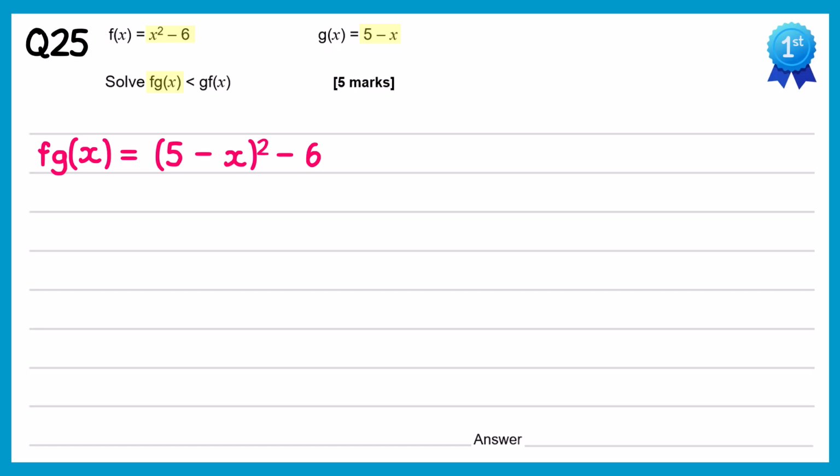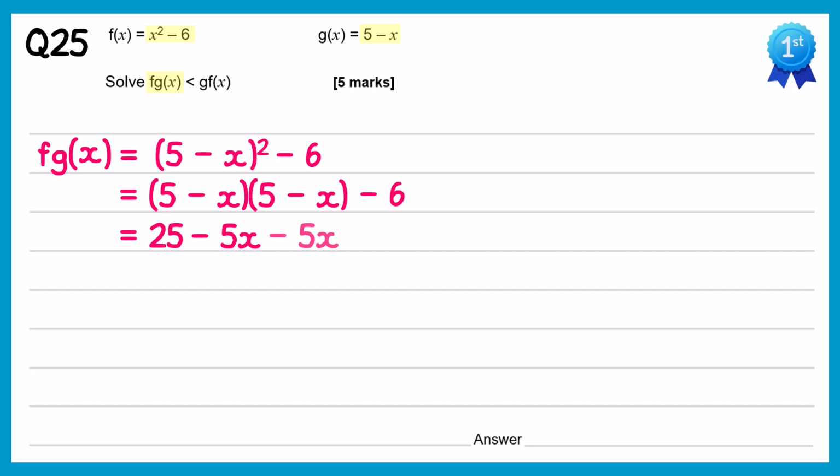When we square a bracket, that's multiplying it by itself, so this is 5 minus x times by itself, and then subtract 6. If you expanded this, you do 5 times 5, which is 25, 5 times negative x, negative 5x, negative x times 5, which is also negative 5x, and negative x times negative x is positive x squared.